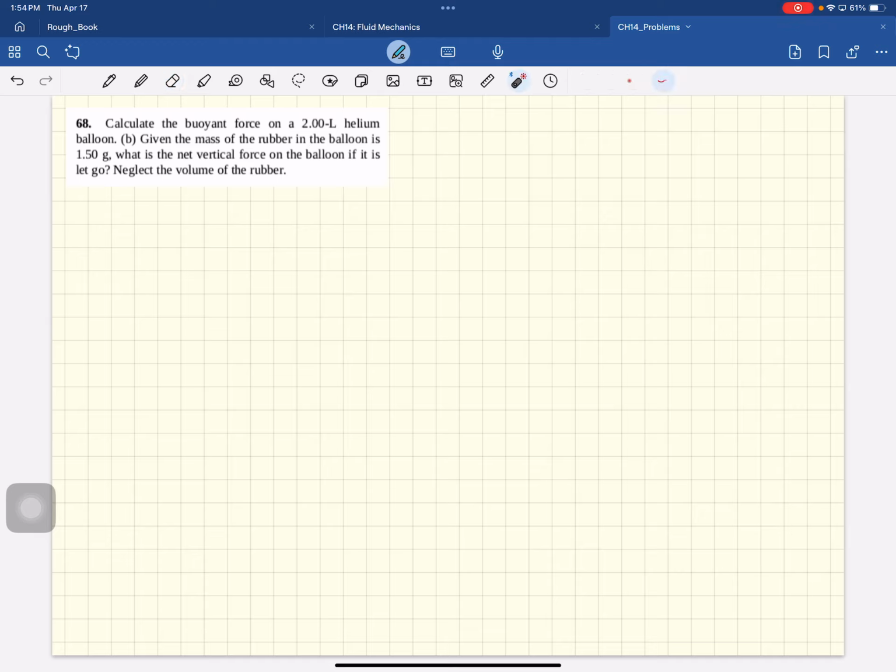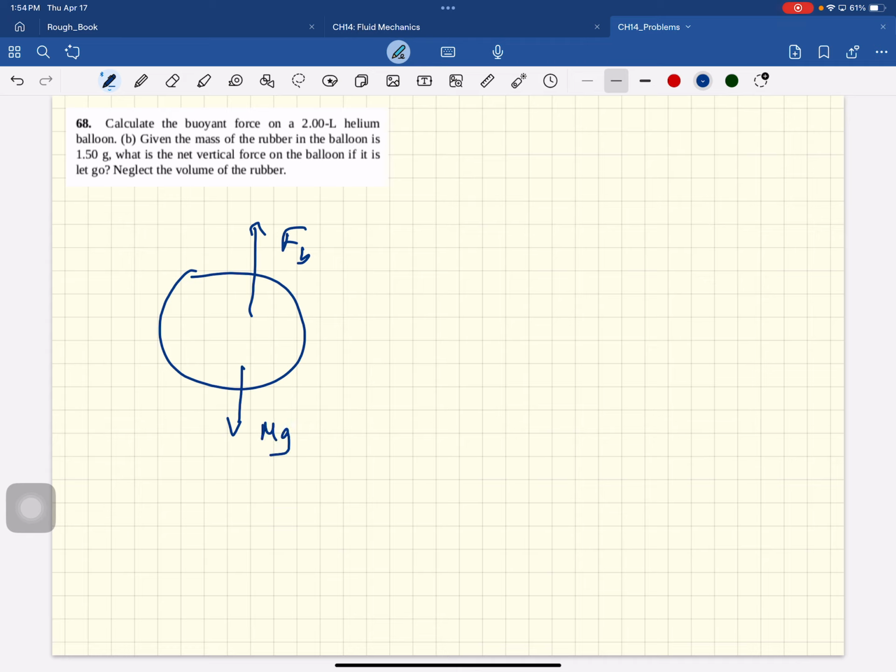Okay? All right, so calculate the buoyant force on a 2-liter helium balloon. So here's the balloon. There's the buoyant force, and there's the weight. What is M? M is given as the mass of the rubber balloon plus the mass of the helium.